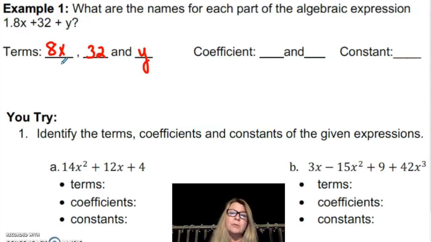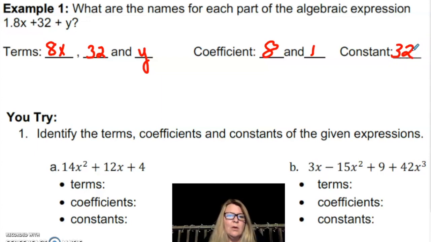Now coefficients, remember, were the things that were in front of the variable. So here the variable x, the coefficient for that one is 8. There is another variable, which is y. It has no number in front of it, so that coefficient is the understood 1. Remember that constant is the one without the variable, the one that stays the same and never changes no matter what values we plug in, and that constant is 32.